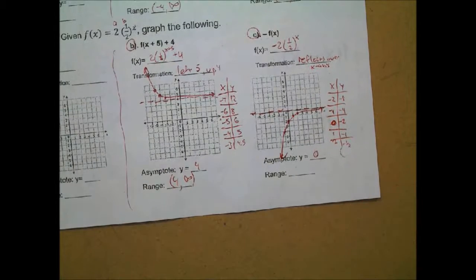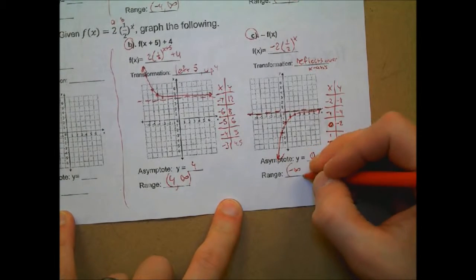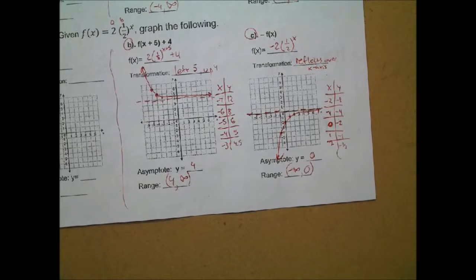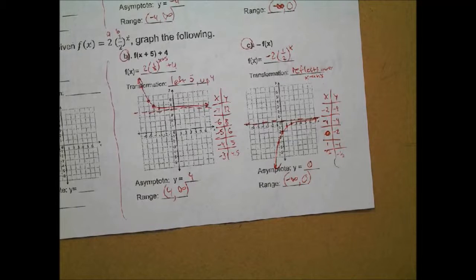Okay, and let's see, our range. Who's going to help us with the range? Sierra, what's the lowest y value this graph's going to be? Negative infinity. Yes. And the highest is 0. Very good, Sarah. All right, very good. That's right. Questions on B or C here? Questions on B or C.